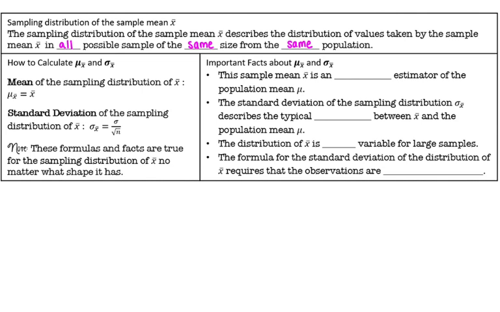Important facts about the mean and the standard deviation. The sample mean x bar is an unbiased estimator of the population mean mu. The standard deviation of the sampling distribution describes the typical distance between x bar and the population mean mu. The distribution of x bar is less variable for large samples. The formula for the standard deviation of the distribution of x bar requires that the observations are independent.